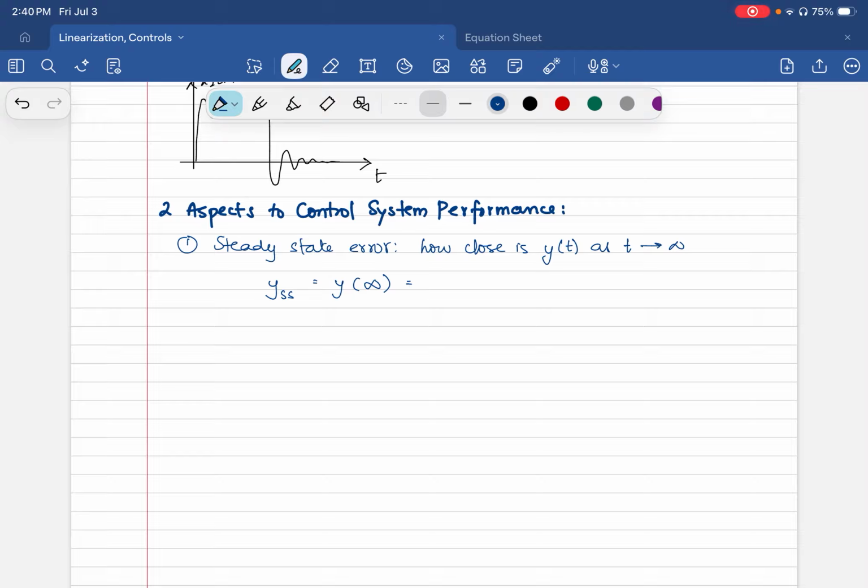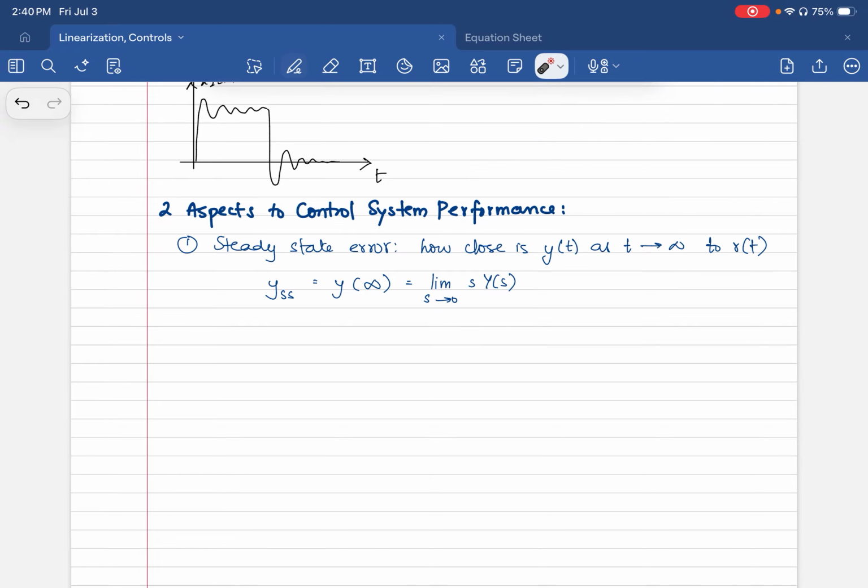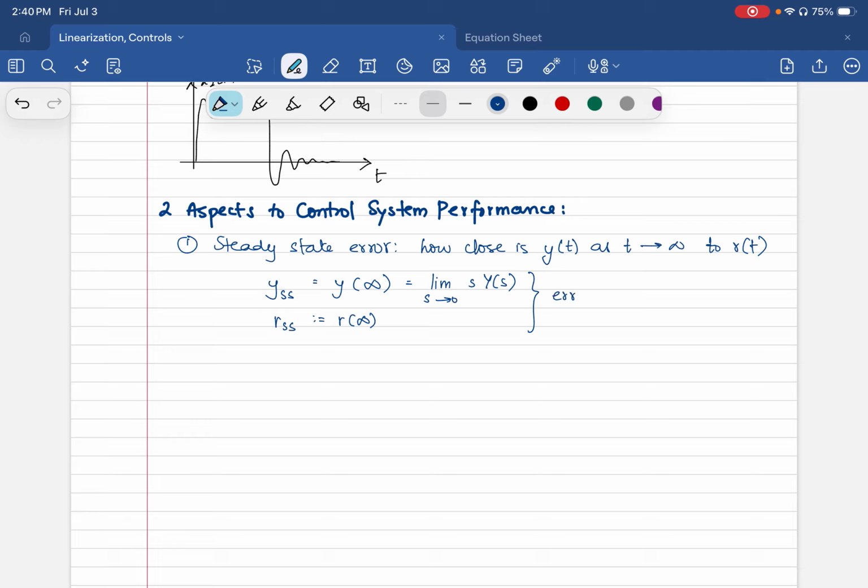If you're able to apply the final value theorem, then this is limit s tending to 0, s times y of s. Now, r of t at t tending to infinity, I'm going to define it as rss, which is defined as r of infinity. So now the steady state error is equal to the difference between these two.